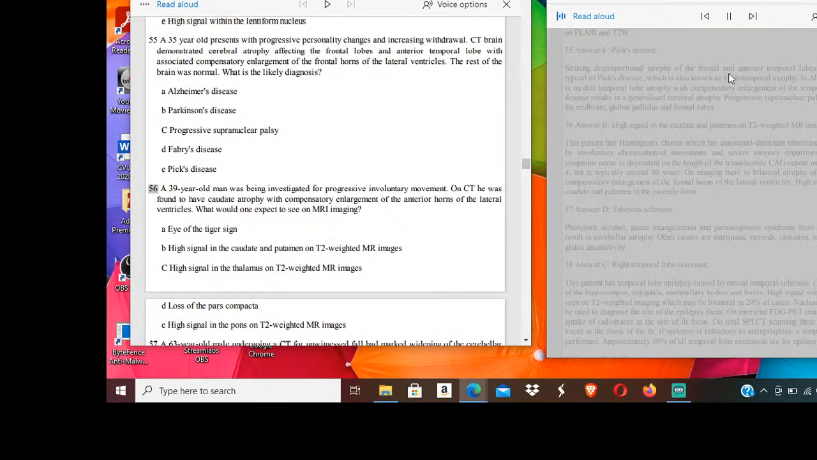55. Answer E, Pick's disease. Striking disproportional atrophy of the frontal and anterior temporal lobes in a young patient is typical of Pick's disease, which is also known as frontotemporal atrophy.